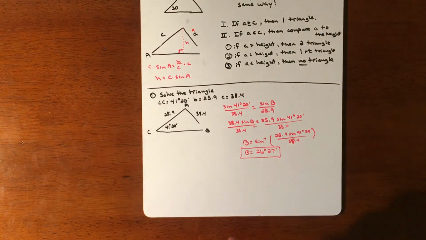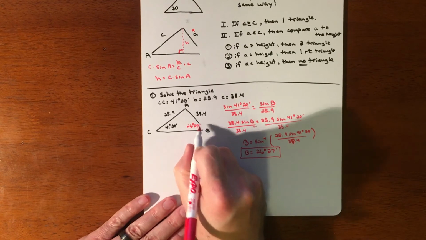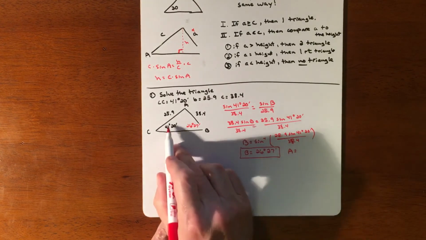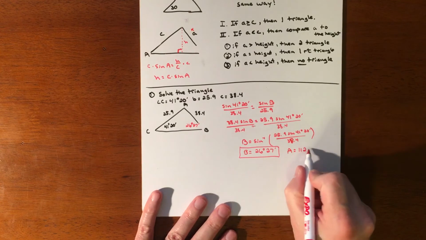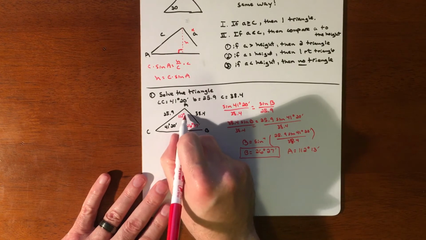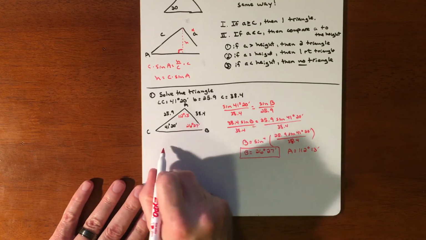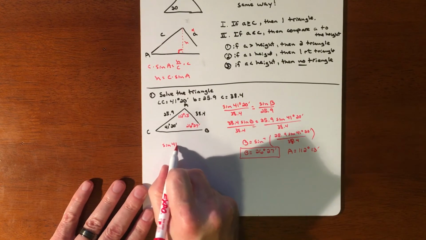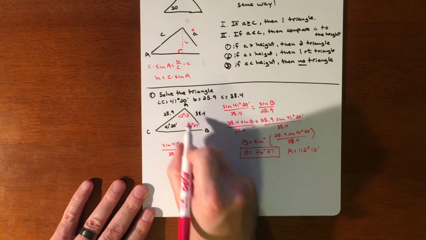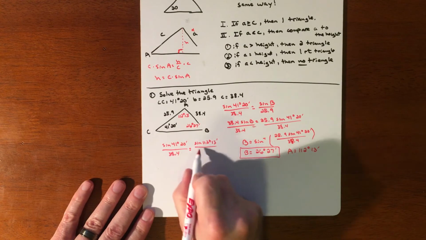All right, so now once you have angle B is 26 degrees, 27 minutes, that makes angle A 180 minus these two, which gets me 112 degrees, 13 minutes. So I'll label it 112 degrees, 13 minutes, and then we need to figure out little a. So then we go back to our original, it's just law of sines. So sine of 41 degrees, 20 minutes over 38.4 is going to be equal to sine 112 degrees, 13 minutes over little a.